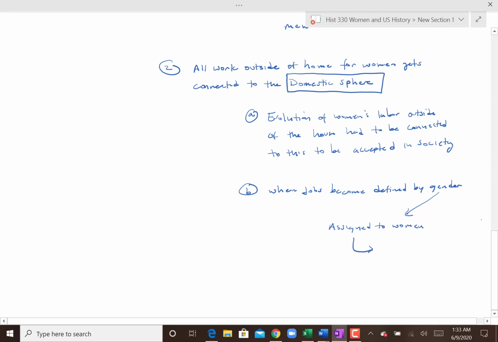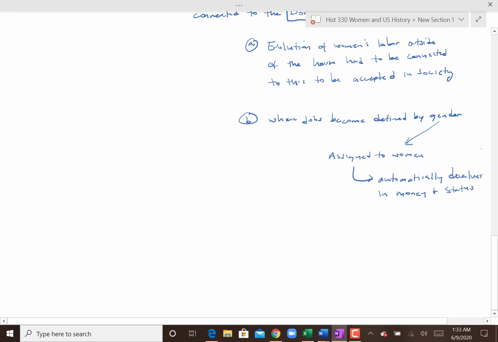So once it gets assigned to women, it almost always automatically devalues in money and value, we'll say status. So a good example of this would be nursing. Nursing was a male job until the Civil War, really.